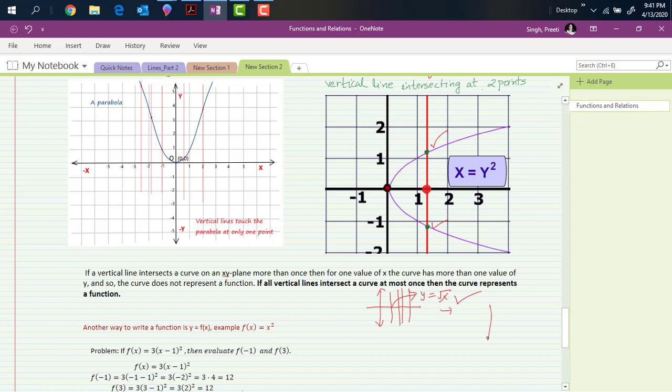Now, circles, if you think of circles, you draw vertical lines right here. They intersect more than one point. For every input, you have this output, you have this output. So they are not functions.